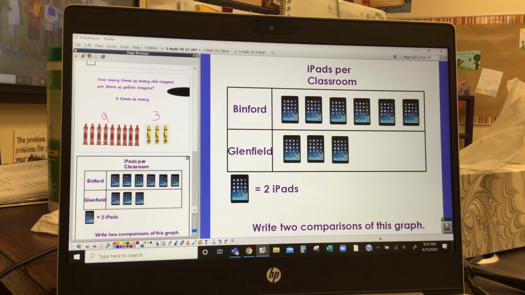Now, write 2 comparisons of this graph. Well, you can see that Binford has twice as many iPads per classroom as Glenfield, right? So that's one comparison. Or if you flip-flop it, Glenfield has, what fraction would it be? Because it's not the same, right? It's not a full graph. Glenfield has half as many in the classroom compared to Binford. Okay, so totally made it up, but that's how you can create your own comparison problems.